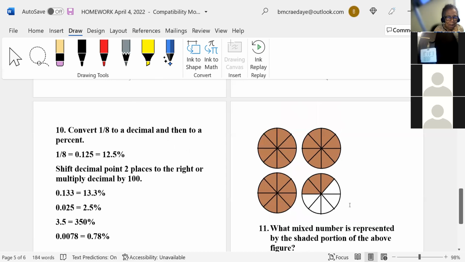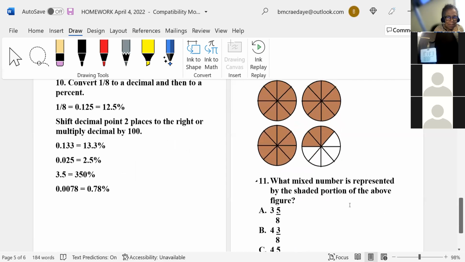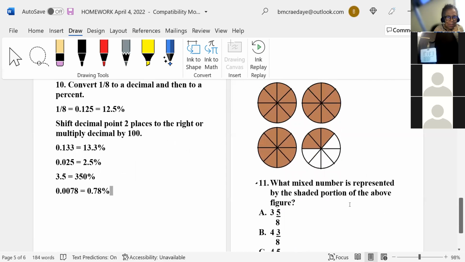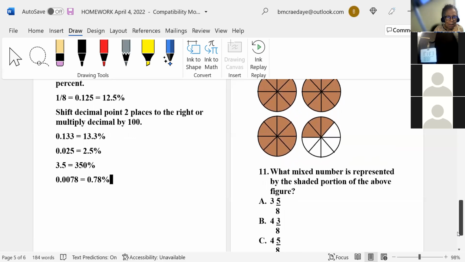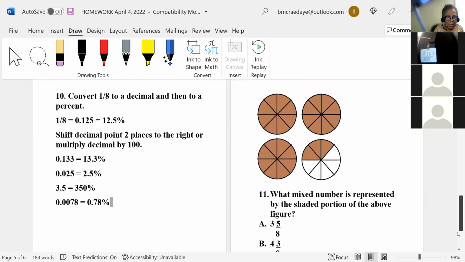Now, let's look at a diagram of mixed numbers. Maureen, I'm sorry you can't see these. I've got some figures here, and I want you to tell me what mixed number is represented by this figure.